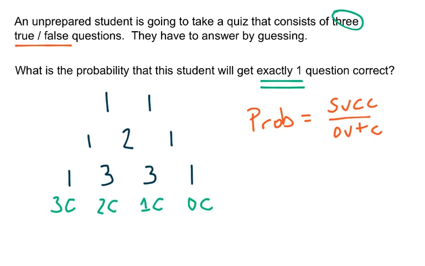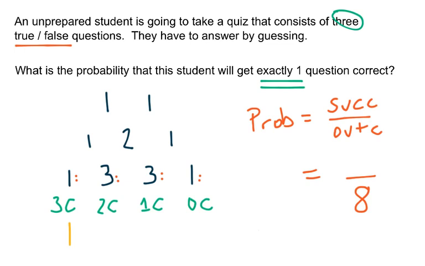Our number of outcomes is going to be the sum of all of these numbers in this row. So I've got 1 plus 3 is 4, 5, 6, 7, 8. I have a total of 8 possible outcomes. Then I need to identify my successes. Where are my successes in this table?